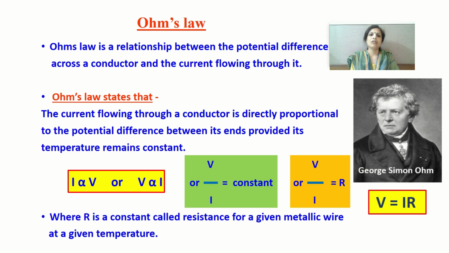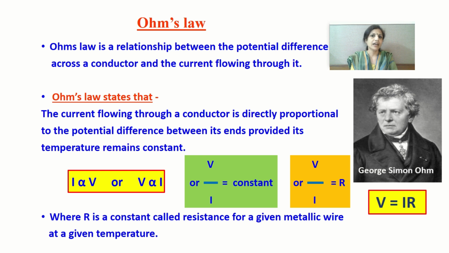So, Ohm's law is a relationship between the potential difference across a conductor and the current flowing through the conductor. We apply potential difference across the ends of the conductor with the help of a cell and a battery. Ohm's law states that the current flowing through the conductor is directly proportional to the potential difference between its ends, provided its temperature remains the same.